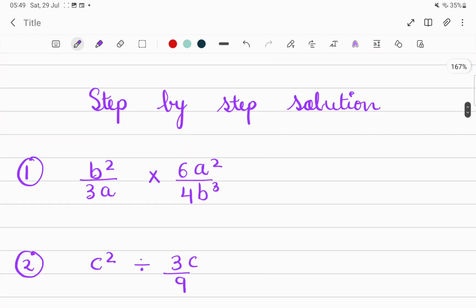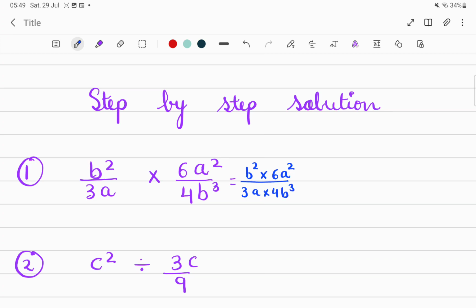For example, the first question is b squared over 3a times 6a squared over 4b cubed. Because it's a multiplication, I will write them all together. So b squared times 6a squared over 3a times 4b cubed.